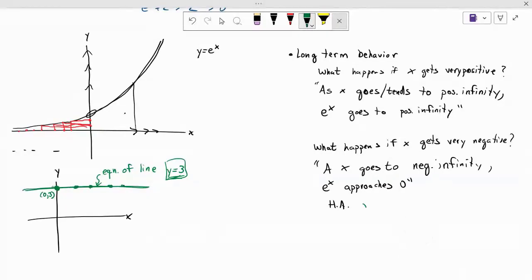Okay? So your horizontal asymptotes, because they're horizontal lines, will be in the form y equals a constant. For the exponential function, we see that the graph approaches the x-axis, which is just a horizontal line where y equals 0, right? All points on the x-axis have a y coordinate of 0.